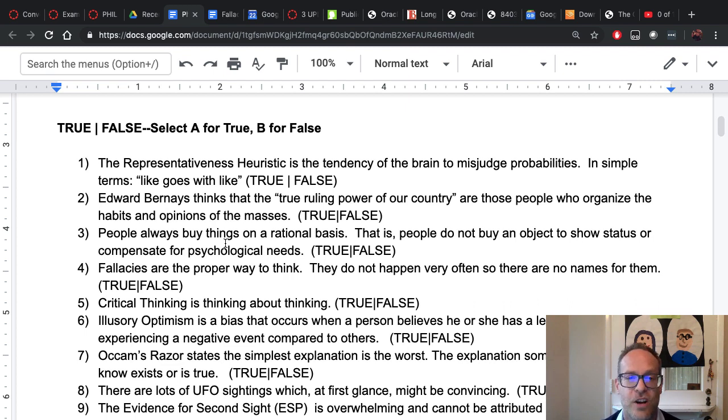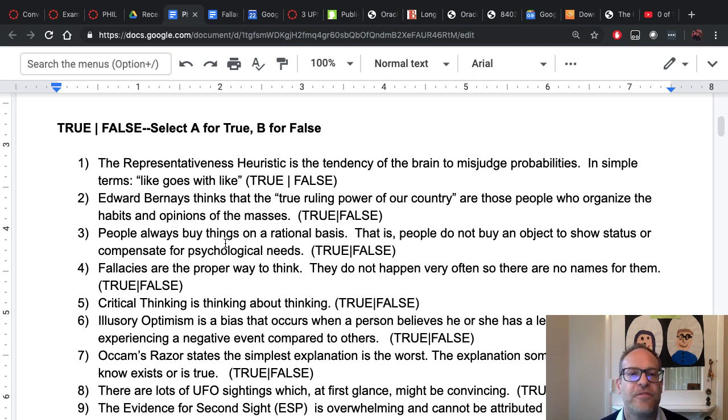False. That is false, right? People don't buy things on a rational basis. This is the point. People often purchase things to show status or to compensate for some other psychological need that they may have. Now, there are cases where people obviously buy things because they need them and it's rational. It's totally fine. We all buy stuff. But this is just to highlight this point, right? The goal here is to think rationally.